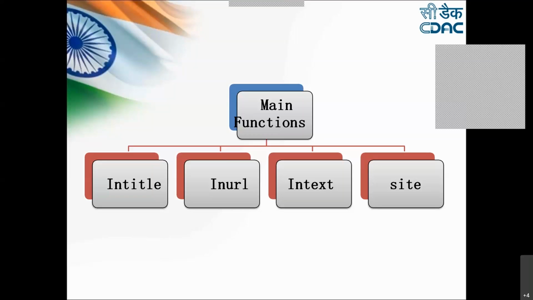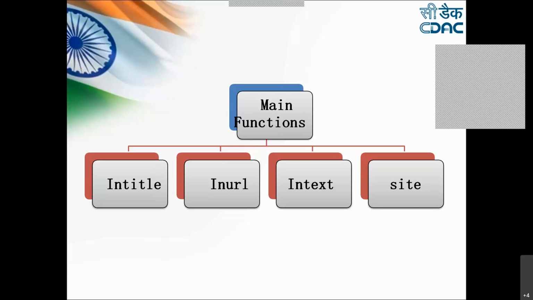Then we have inurl. Inurl basically allows a hacker to search for pages based on the text contained in the URL. So for example, if I write inurl:login.php, it will check the web and return all those web applications, all those URLs which have this particular login.php page available and which is not secure.